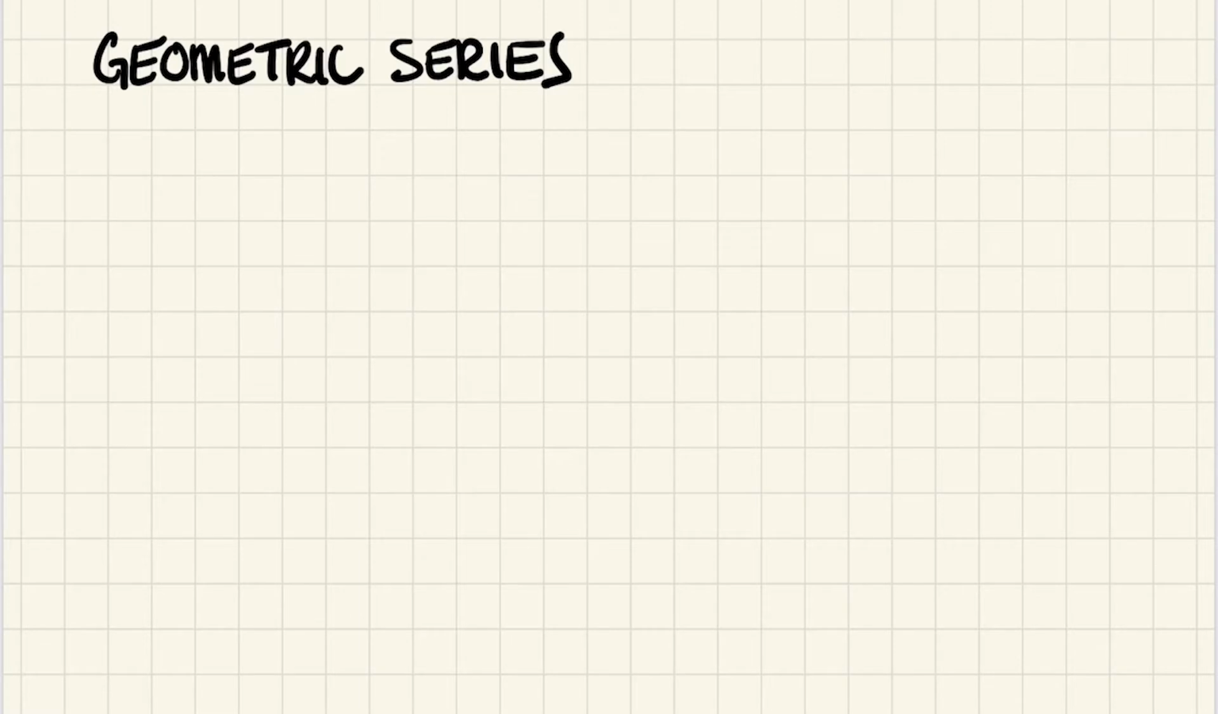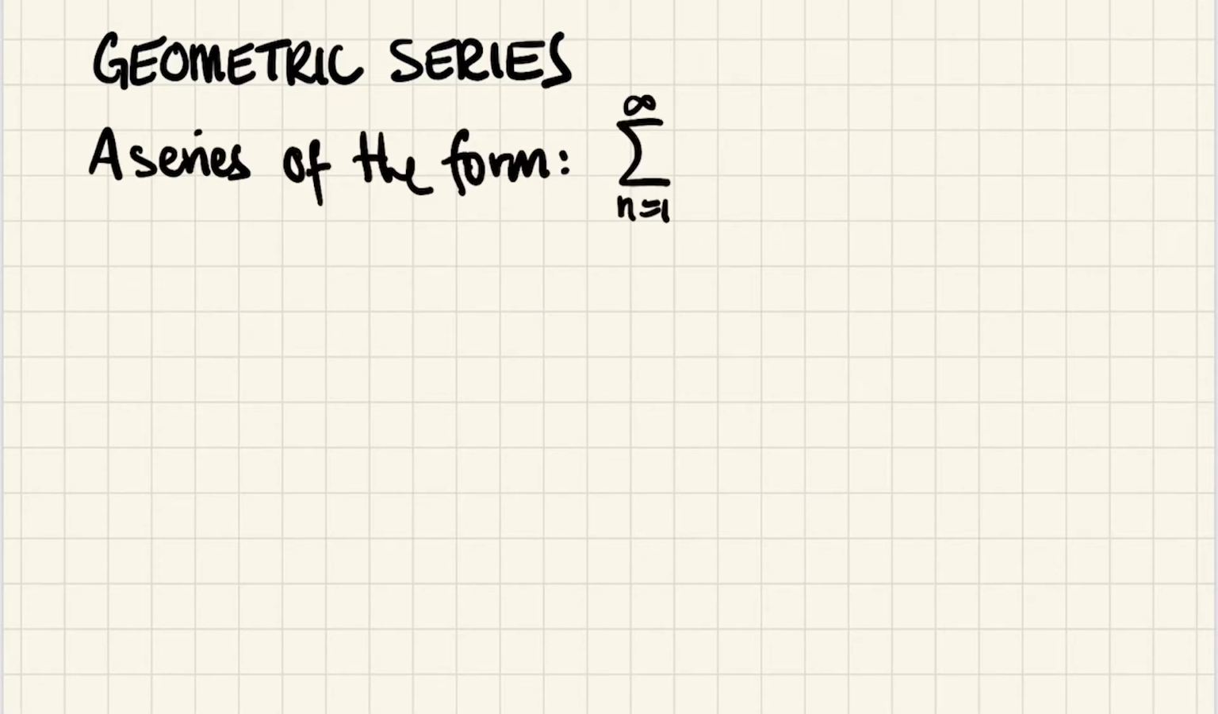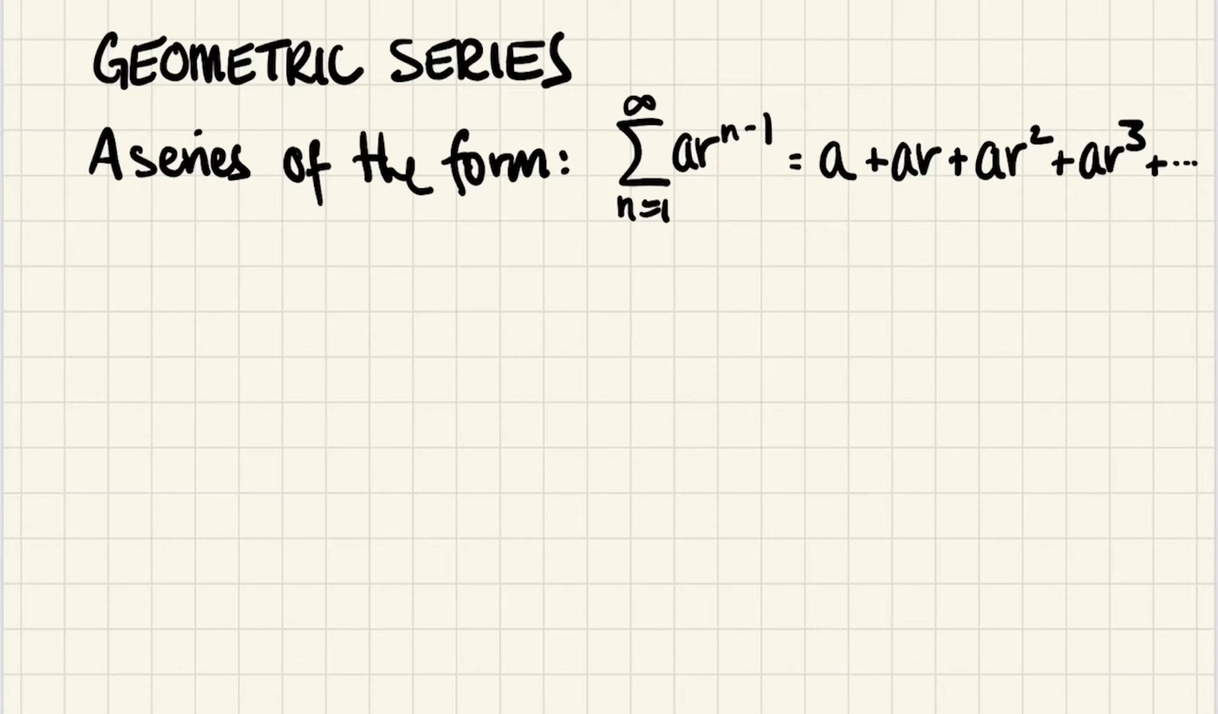Okay, so the first really important type of series we're going to see is called a geometric series. A geometric series is just a series where from one term to the next, you're just multiplying by a constant. So it looks like this. Notice that each term just has an additional factor of r as you go to the right. And this is called a geometric series.